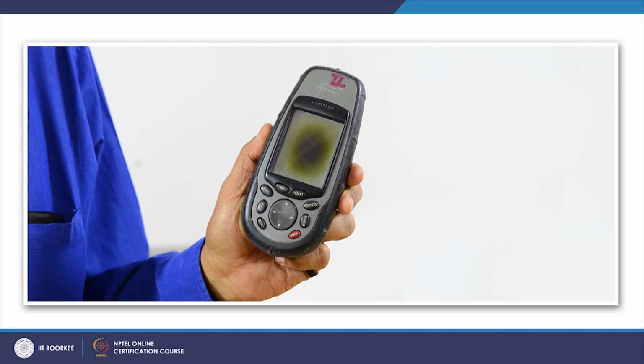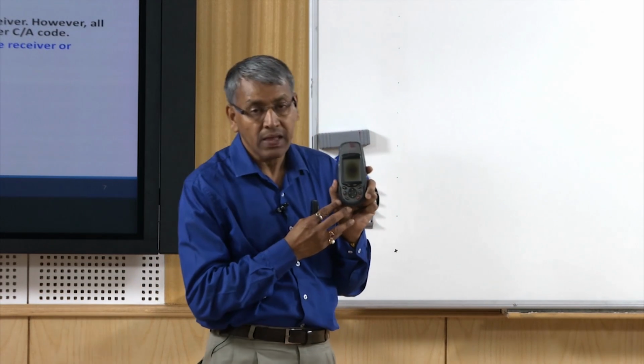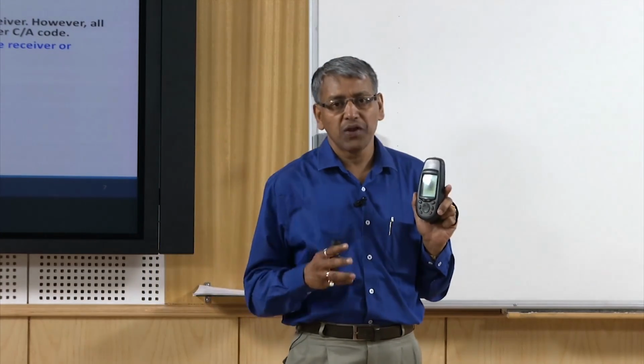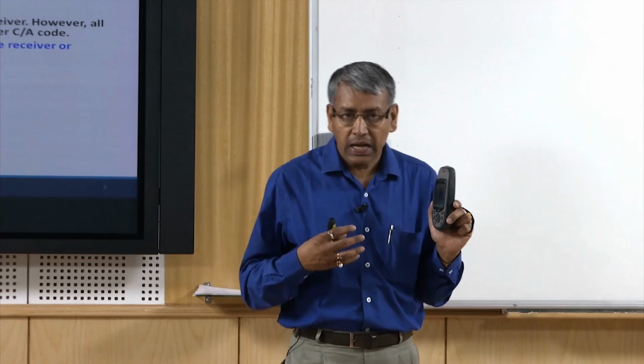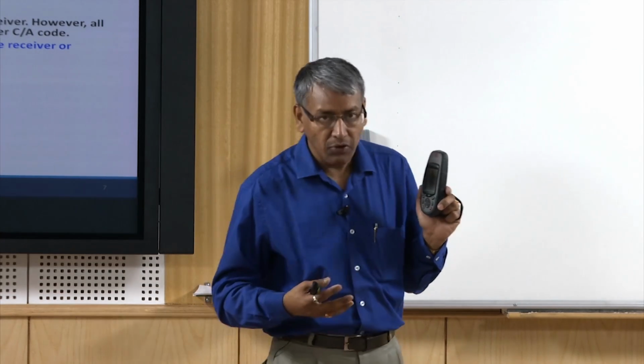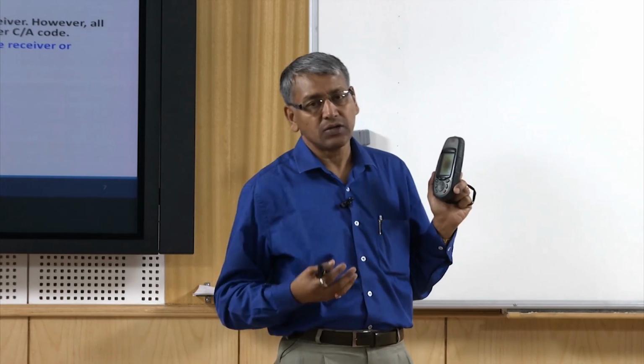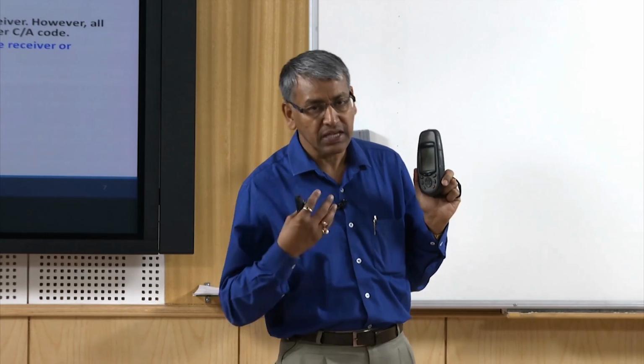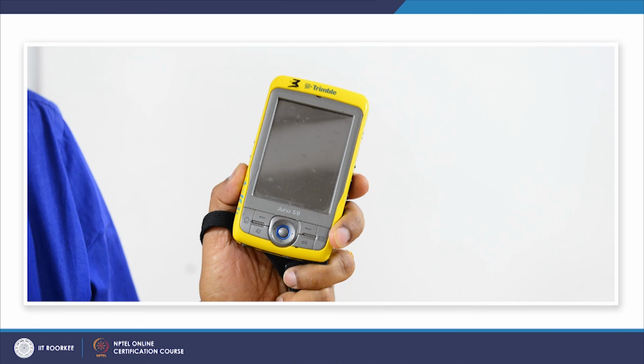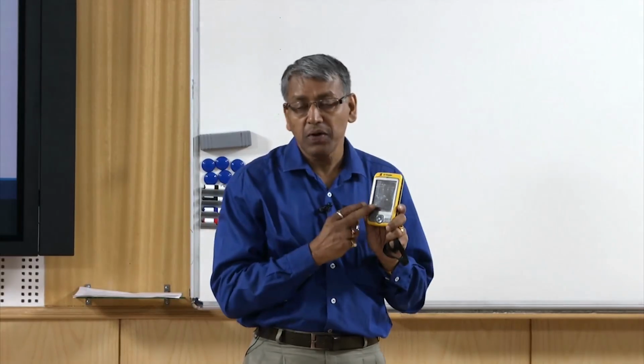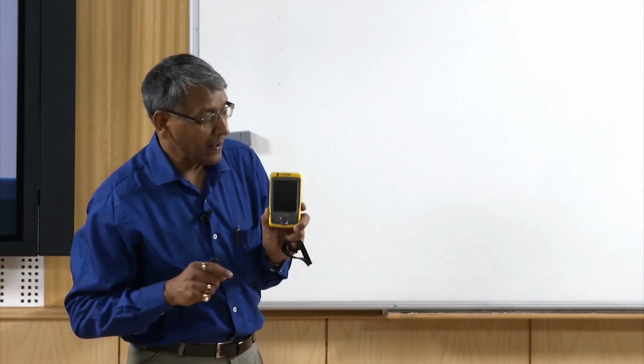Now, let me show you one of the single code GPS receivers that we generally use for reconnaissance survey, this one. However, there are hundreds of varieties of single code GPS receivers available, and most of the GPS enabled mobile phones are also associated with a CA code or single code GPS receiver. Now, this is a dual code GPS receiver, and this receiver may be used for mapping purposes.